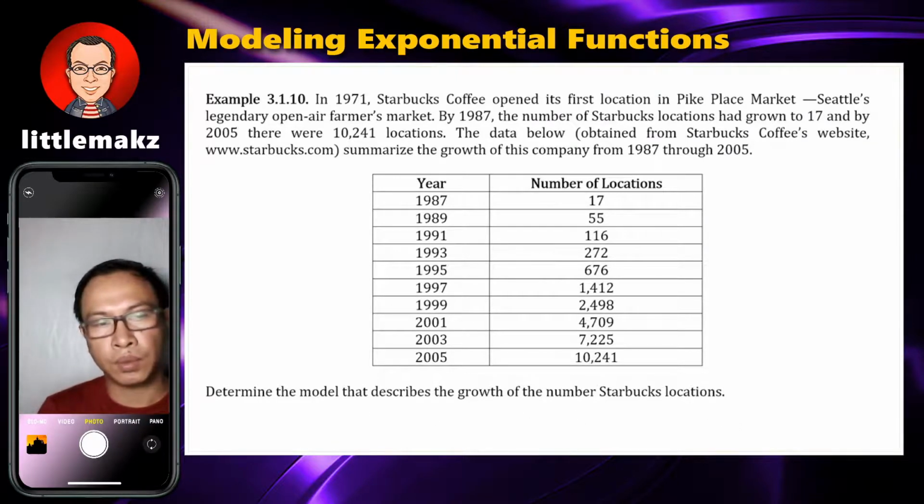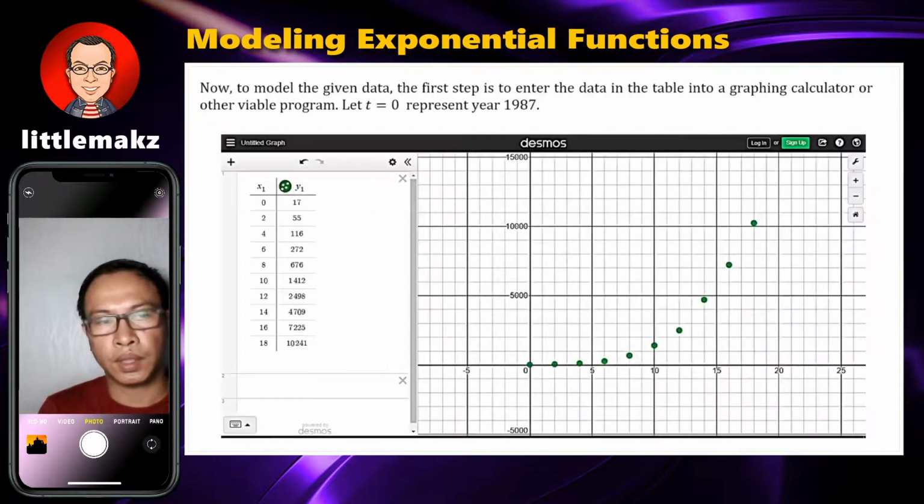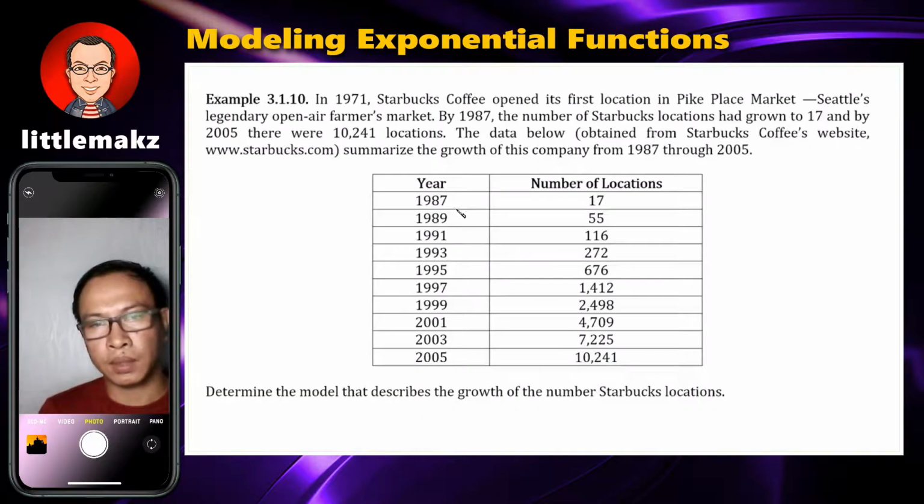The first thing we have to do here is to try looking into how we could plot the graph. Take note that to plot the graph here, it needs first the different data that are taken from there. Now, let us try to represent t as 0, and that represents the year 1987. Take note that from our table, we have an increment of 2 years from 1987 to 1989, 1991 to 1993, and so on and so forth.